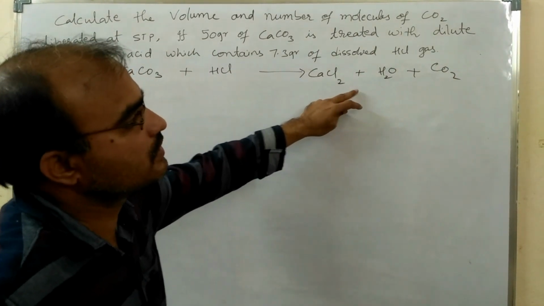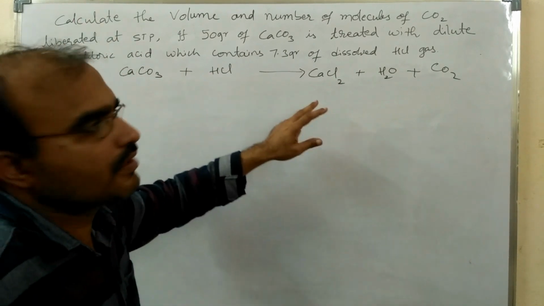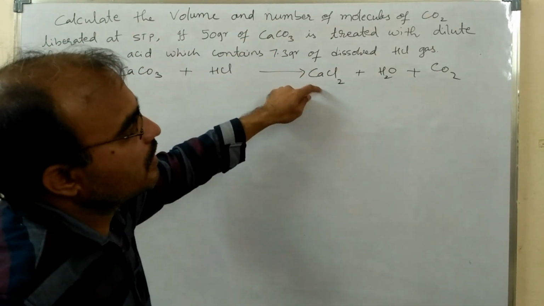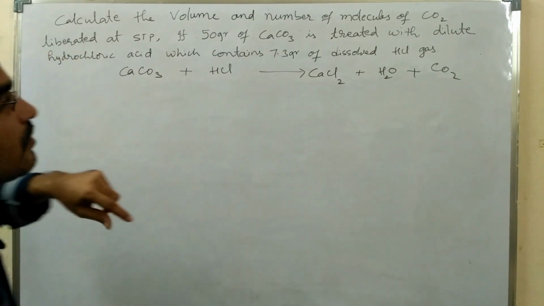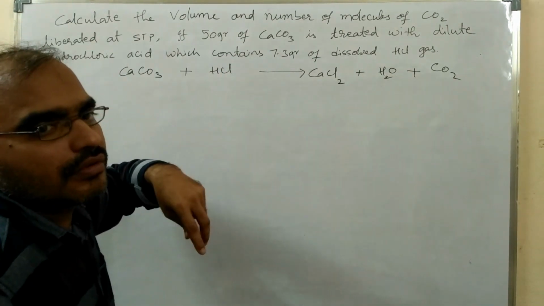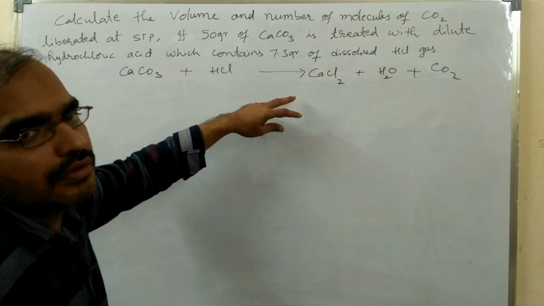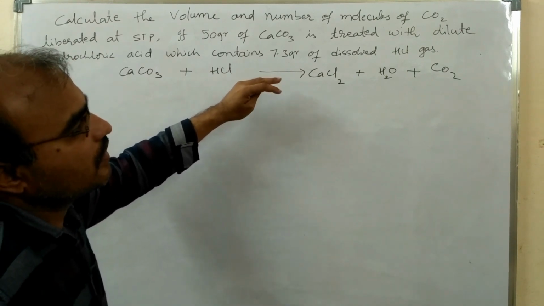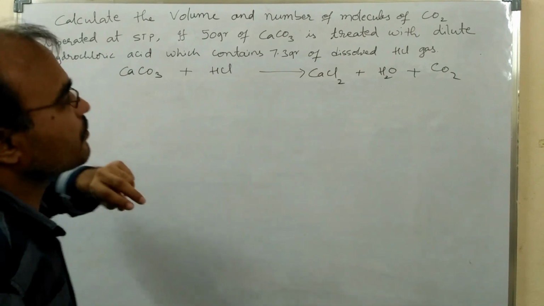If you don't know the products, you can't write the equation. But in the question, they did not give the equation, right? So you should remember whatever equations are present in the book. This is already given in the textbook, so you should remember every equation in the textbook.